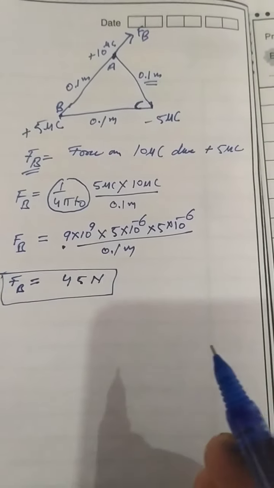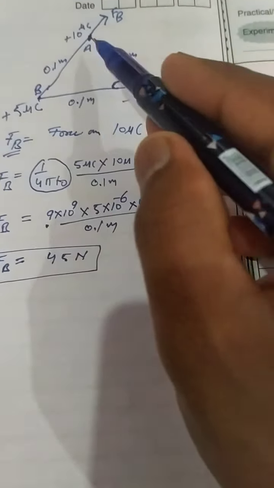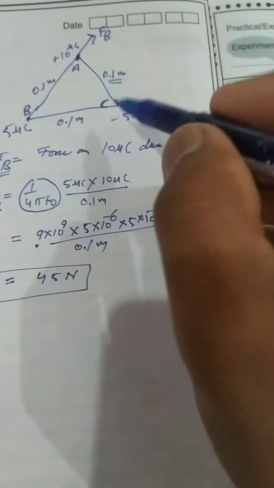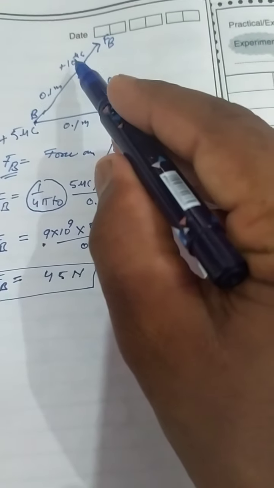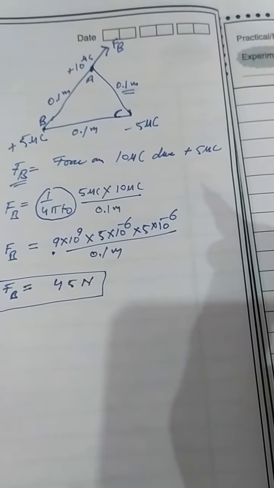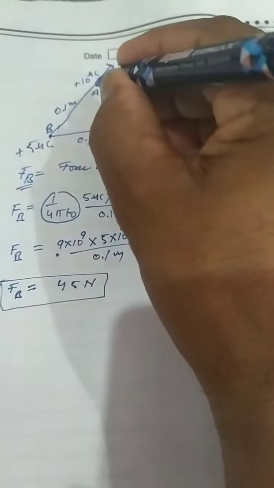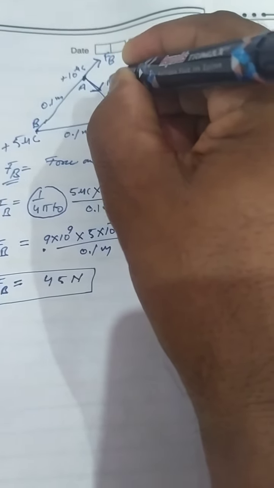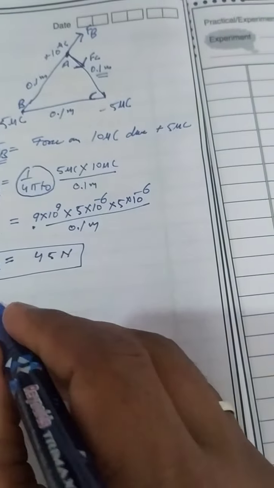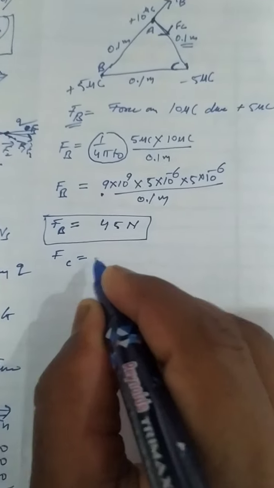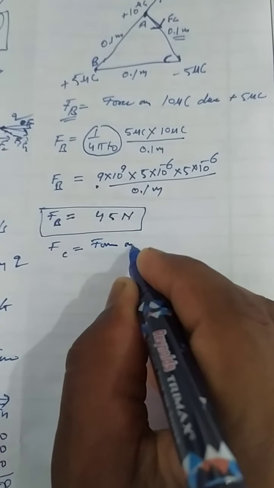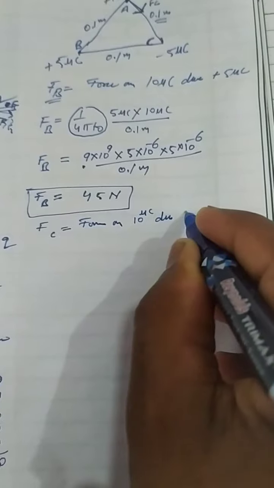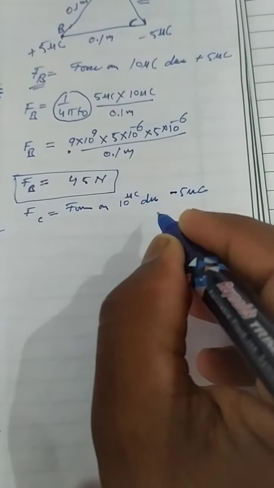Okay. Now we will find the value of FC. What will be FC? As you know, FC is due to a minus charge and this is a plus charge, so the force will be attractive in nature. So it will be like this. It will be attractive in nature. So this is FC. What is FC? FC is the force on 10 microcoulomb due to the minus 5 microcoulomb.